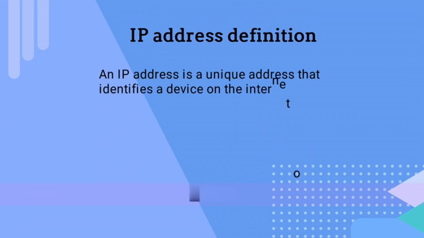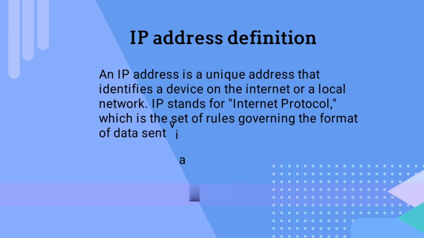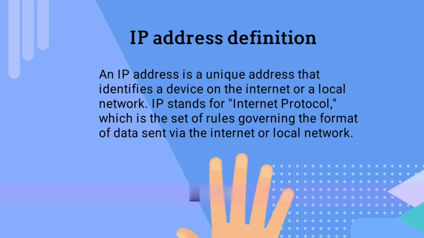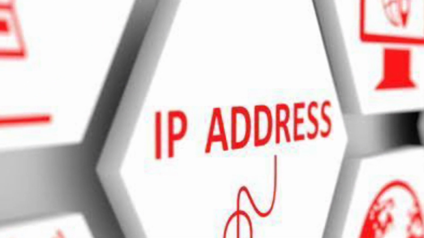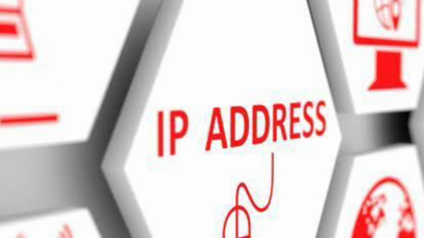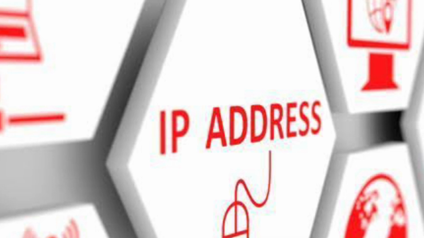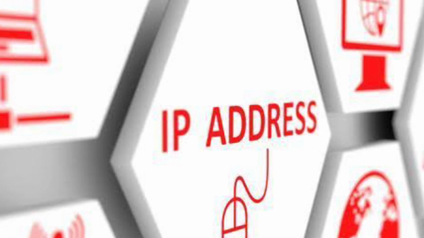IP address definition. An IP address is a unique address that identifies a device on the internet or a local network. IP stands for Internet Protocol, which is the set of rules governing the format of data sent via the internet or local network. In essence, IP addresses are the identifiers that allow information to be sent between devices on a network.